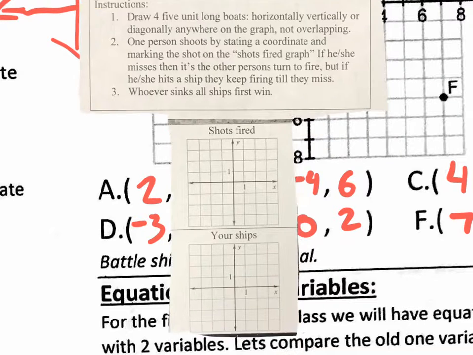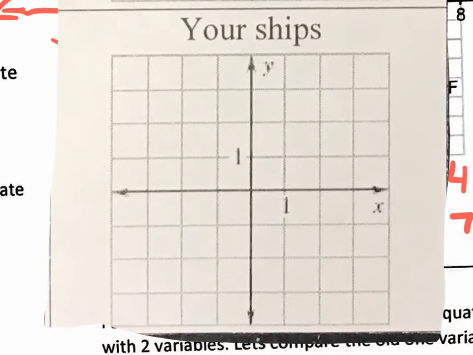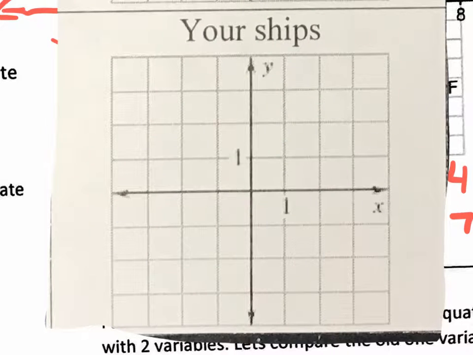So check this out. Let's go down to your ships and watch me do it first. You don't do it yet, all right? I want to do 4 boats that are 5 units long. So I need to put 5 dots on a straight line. So here, look, check this out. 1, 2, 3, 4, 5. That's one boat right there.